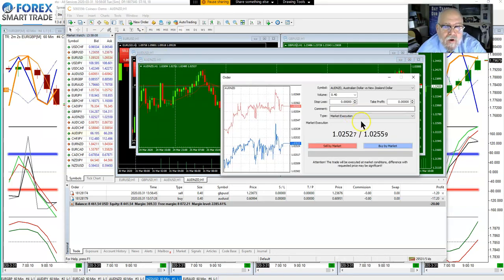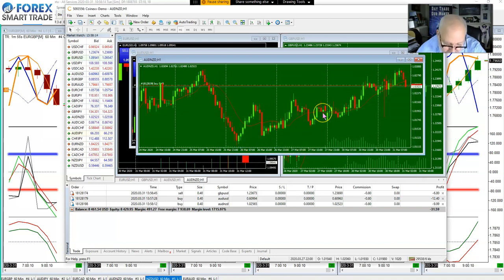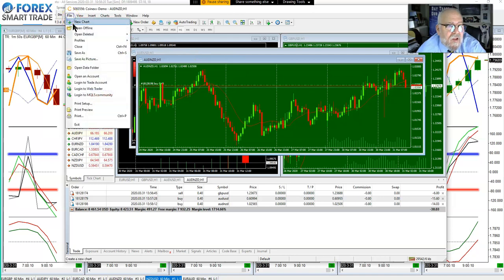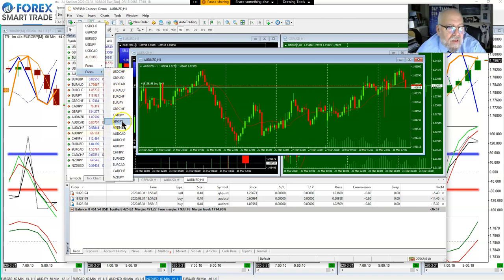New order. Lot size, pair is correct. Buy. And what was the fourth one? Euro AUD. So file, new chart, Euro AUD. Oh, no, what is it? No, Euro. Excuse me, Euro AUD, right here.